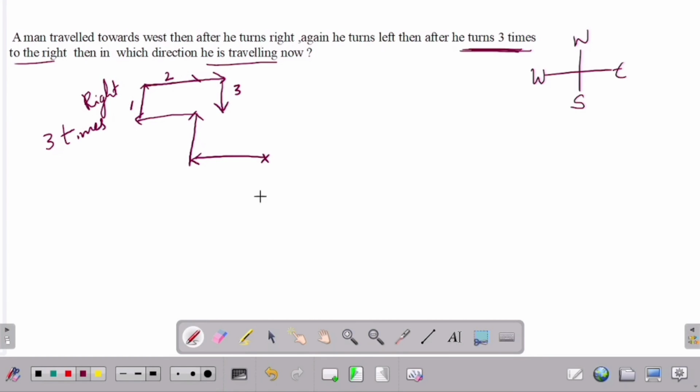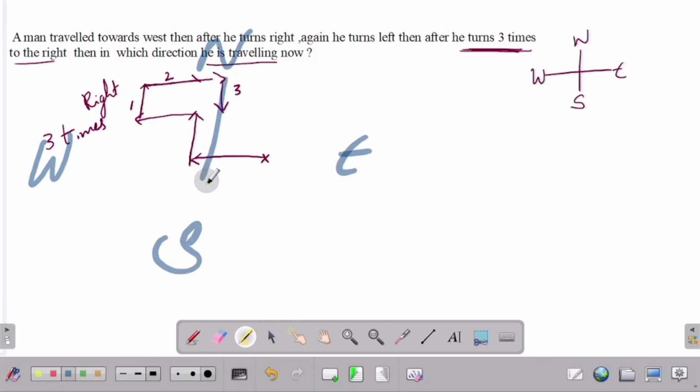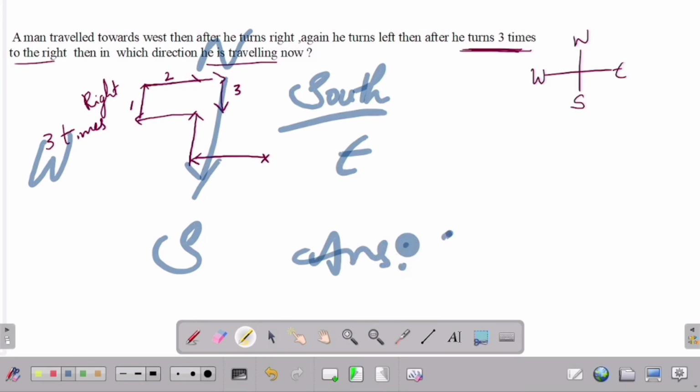So now in which direction is he? East, west, north, south. These are all the directions. Now finally he is in the south direction. So the answer for this question is south. Okay, so the answer is south direction. So this is the answer. Okay. South.